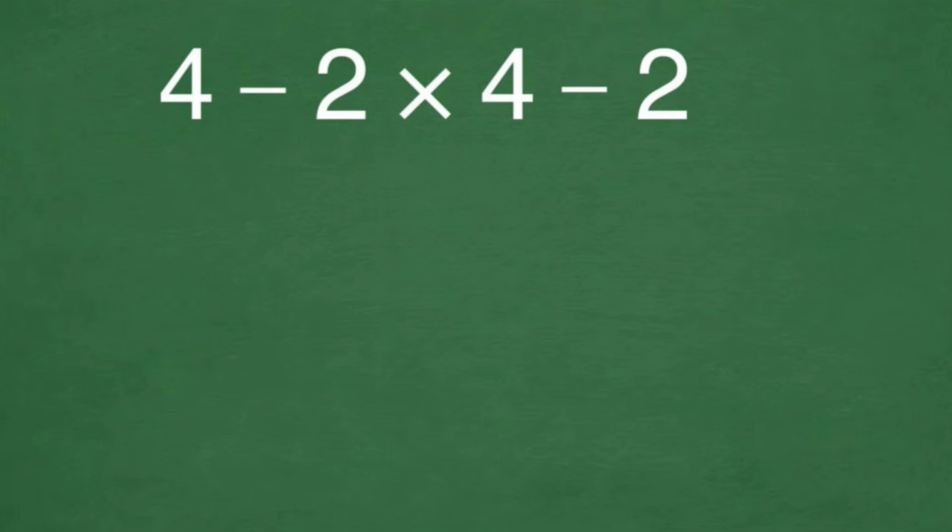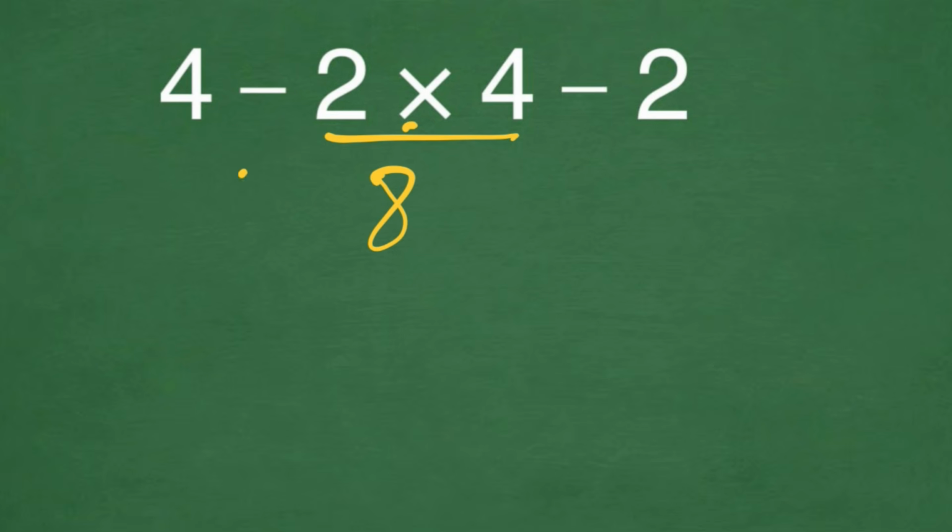So here, in this equation, we have a multiplication and subtraction. So what is the first thing to solve? Well, the multiplication should be solved first, right? So 2 times 4 is the first thing to solve. And 2 times 4 gives us 8.